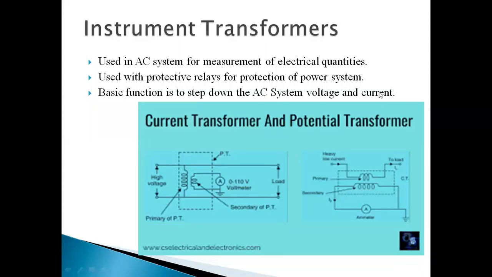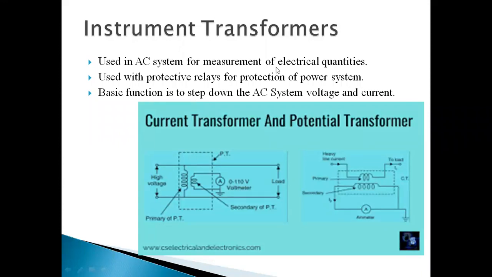Good afternoon, everyone. In the last lecture, we saw some advantages and disadvantages of static relays. We saw first the static relays and then their advantages and disadvantages, or simply limitations. Then we saw the instrument transformers. There are two instrument transformers, the current transformer and the potential transformer.